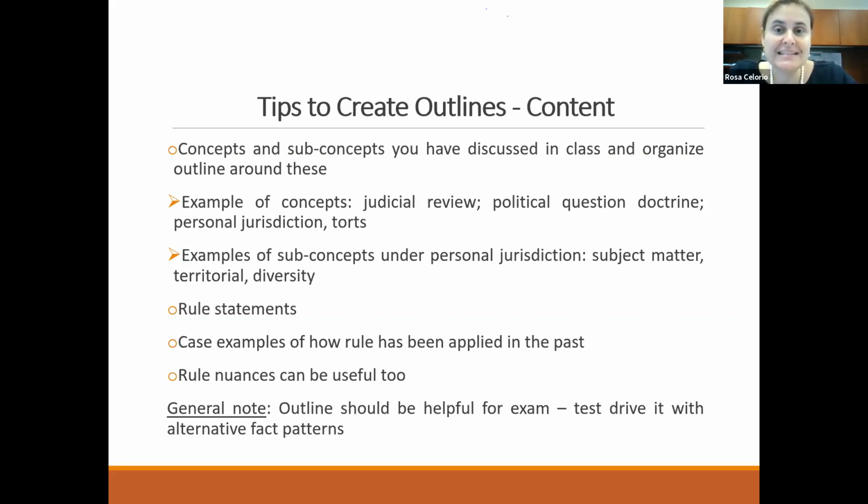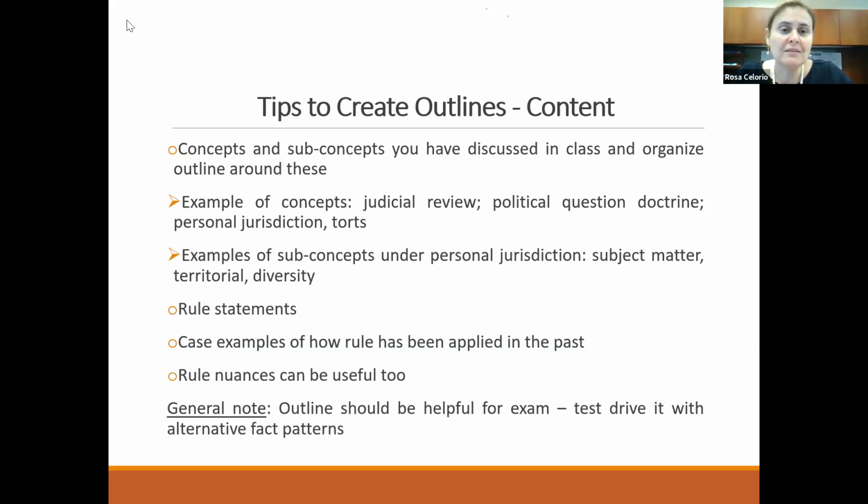And as I indicated at the beginning of this workshop, outlining has been a technique used by law students for years to succeed in their law school classes. Some of the best students that we've ever seen at this law school have actually outlined. So this is something that we always recommend students to do.